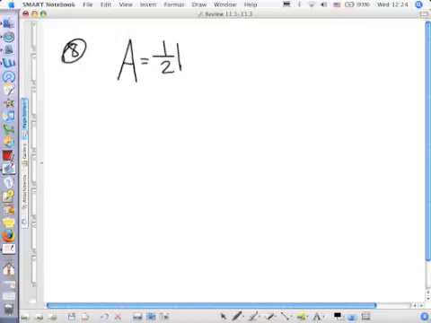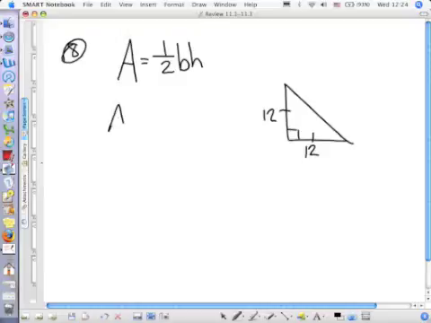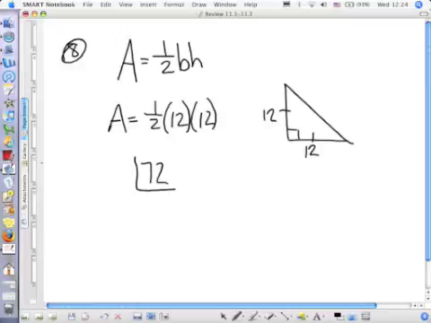All right, now it says it's an isosceles right triangle. And the base is 12. Okay, if it was the hypotenuse they were talking about, they would have said hypotenuse. So if the base is 12, what's the height? It's also 12 because it's isosceles. So your area is equal to 1/2 times 12 times 12, or 72.